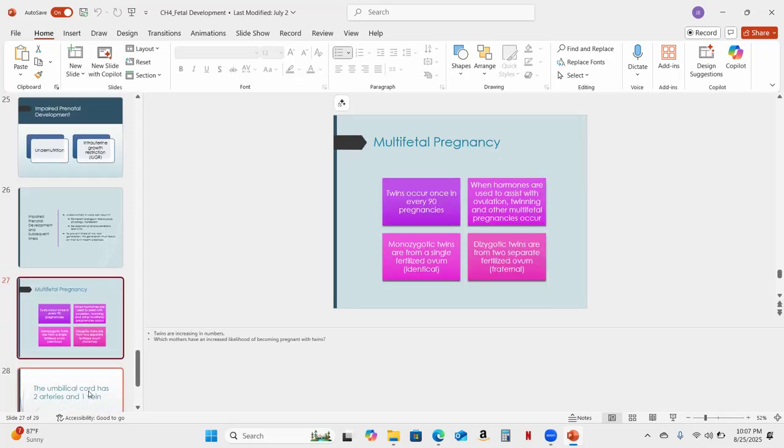So twins. We talked about the identical versus fraternal, or monozygotic, dizygotic, right? Di two, mono one. So the monozygotic are the identical twins from a single ovum, and then the dizygotic twins are the fraternal twins from two separate ova by two separate sperm.